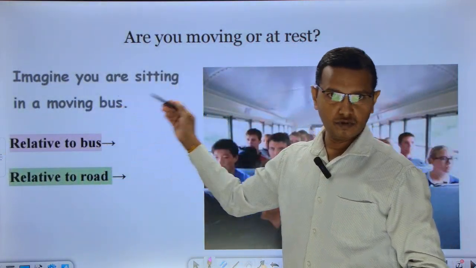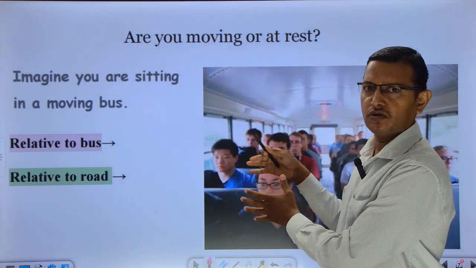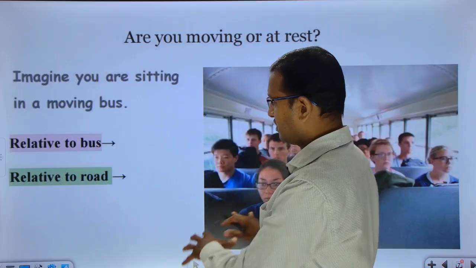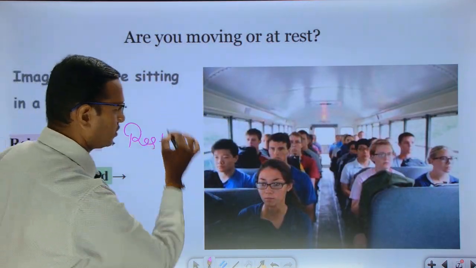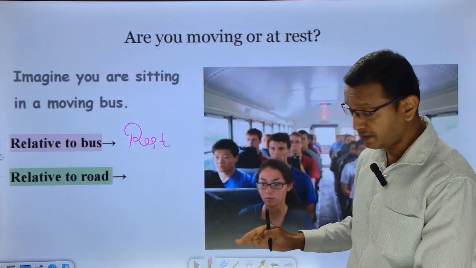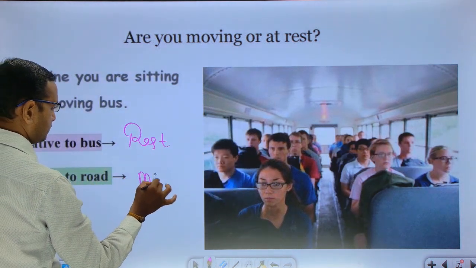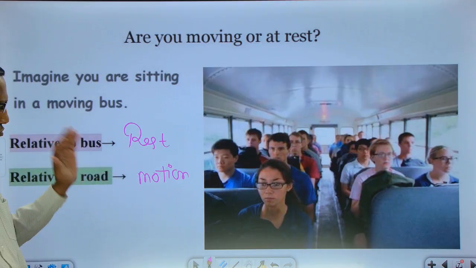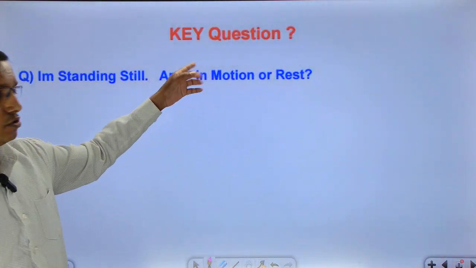Imagine that you are sitting in a moving bus. Relative to the bus, with respect to the bus, if all the persons are sitting, then all are at rest. Very simple. Now with respect to, or relative to, the road, the entire bus is moving. So the bus is in motion, or all the objects present inside the bus, all the persons, they are moving. Okay, is this clear?